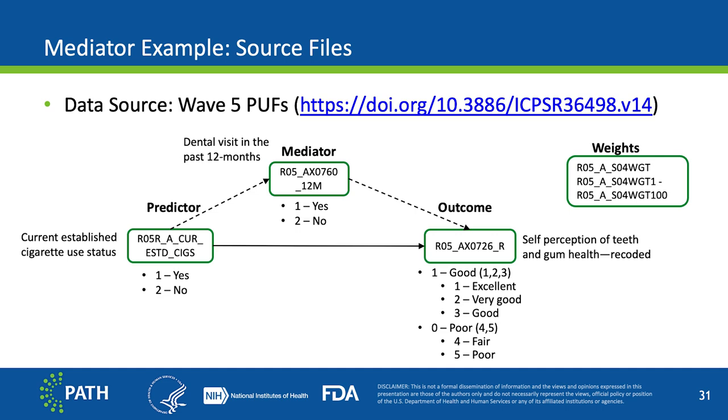We are still going to use the wave 5 path for our mediator example. The predictor is still current established cigarette use status, and the outcome is the 5 levels of how people rate their current oral health, which we have recoded to a binary variable. We combined the first 3 levels to be the good condition and the last 2 to the poor condition. 1 means they feel good about their oral health. The mediator is whether they had a dental visit in the past 12 months. The weights are still the single wave weights for the wave 4 cohort.